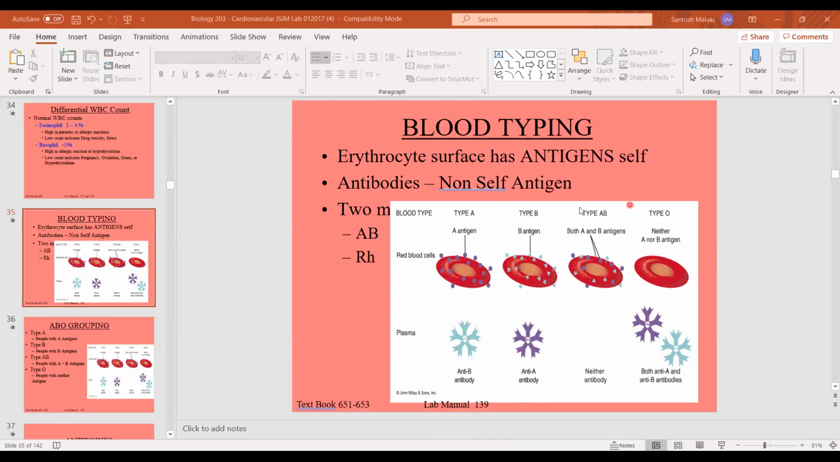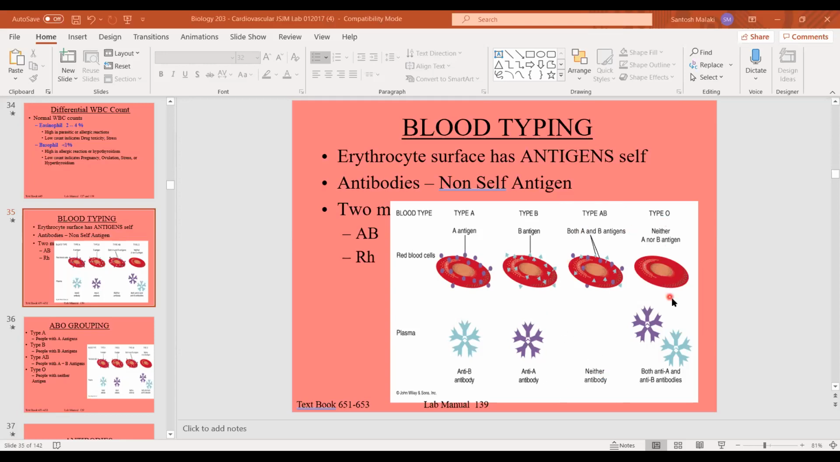Now look at type AB. Hello, they have both A and B antigens. They cannot have any antibodies. So their plasma has no antibodies. Why don't they have antibodies? Because you cannot commit suicide. You cannot self-destruct. You cannot have a protein that destroys your own body cells. So therefore, people with type AB are born with no antibodies in their plasma.